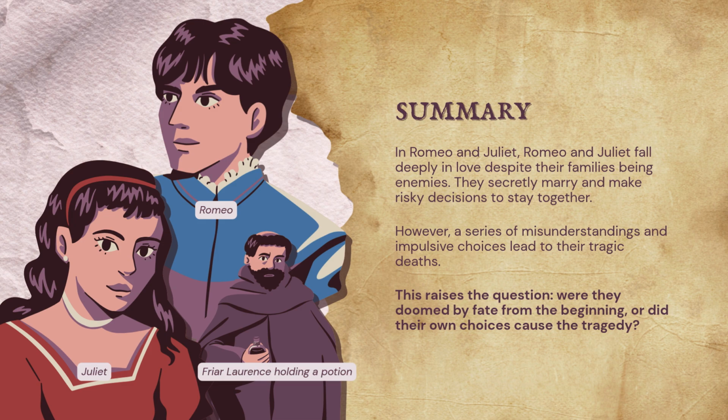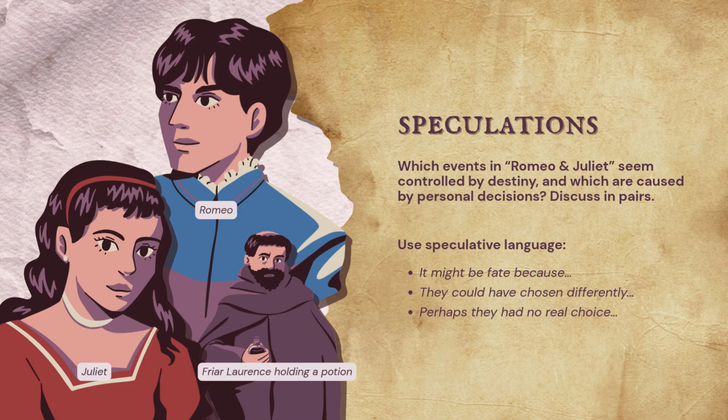This raises the question: were they doomed by fate from the beginning, or did their own choices cause the tragedy? Speculations. Which events in Romeo and Juliet seem controlled by destiny, and which are caused by personal decisions?